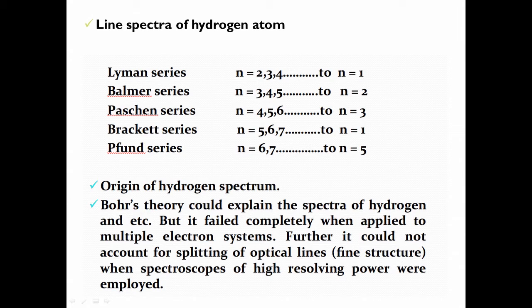Further, it could not account for the splitting of optical lines. For example, if you subject the same light to a magnetic field, instead of one single spectral line, you will see two spectral lines: without the magnetic field, one signal; with the magnetic field, you will get two signals. The same line splits into two.